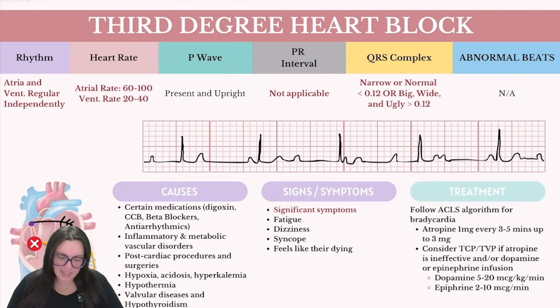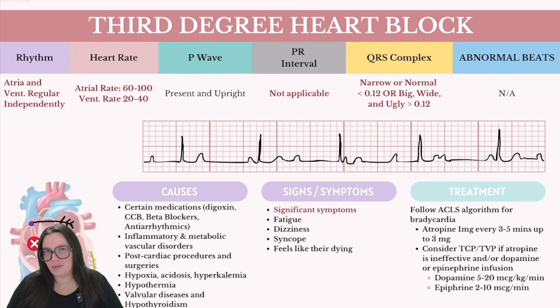When it comes to our heart rate, our atria are going to be between 60 to 100 beats per minute, and our ventricles are going to be between 20 and 40 beats per minute. Remember, we're relying on those Purkinje fibers that usually beat between 20 to 40 beats per minute. Our P waves are going to be upright and normal typically, but you're not going to see a PR interval in this case because we don't have any correspondence between the atria and the ventricles. The QRS complex, again, can be narrow and normal, or it could be big, wide, and ugly.